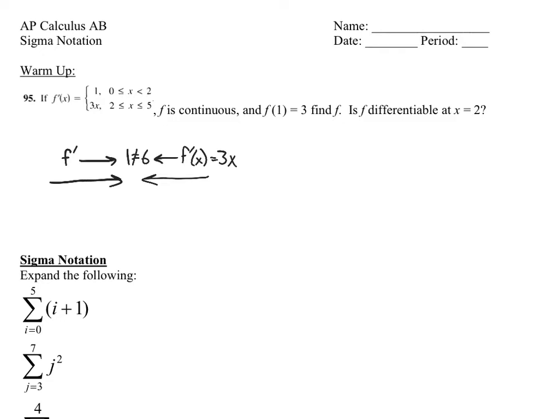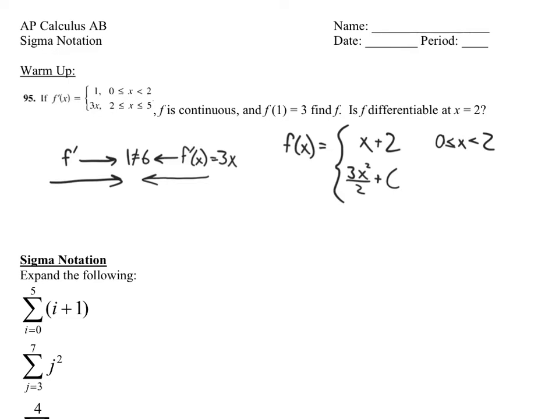Now, we could go ahead and find f of x, which is going to equal x plus c for the first piece, and 3x squared over 2 plus c for the second. And then we know that f of 1 is 3, so we can solve for c. Since x is between 0 and 2, that means 1 applies to the first piece. So if f of 1 is 3, then 1 plus c has to equal 3. So this c has to be 2, to make 1 plus 2 equals 3.